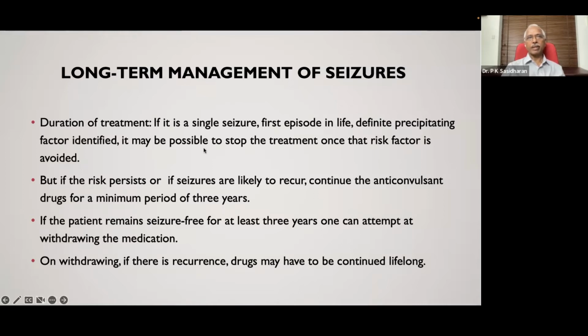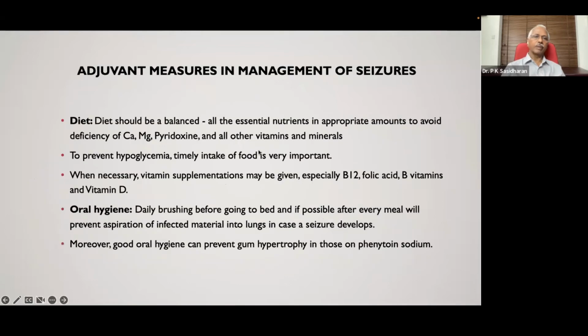So if you have a definite risk factor like sleep deprivation, alcohol intake, no persistent seizures, just avoid that risk factor. After the initial control of seizure, you may not have any recurrence. But if the risk persists, or if seizures are likely to recur, or if the patient has a recurrence, continue the anticonvulsant for a minimum period of 3 years. If the patient remains seizure-free for at least 3 years, then only one can attempt withdrawing the medication. But before withdrawing the medications, all the adjunctive management has to be done. All the preventive measures have to be adopted. On withdrawing, if there is a recurrence, you may have to continue lifelong treatment.